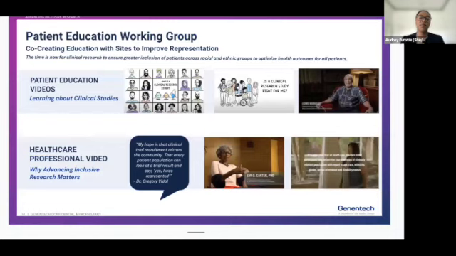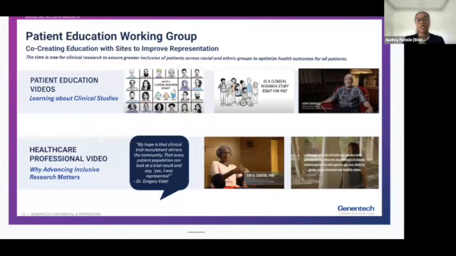So one of the co-creations that we've created with our sites is this idea of health literacy. Most people don't even know what clinical research studies are. The first time they might hear it would be in front of their oncologist who has told them, oh, you have cancer. Would you like to take part in a clinical research study? But they might have a lot of questions. So we have patient education videos.